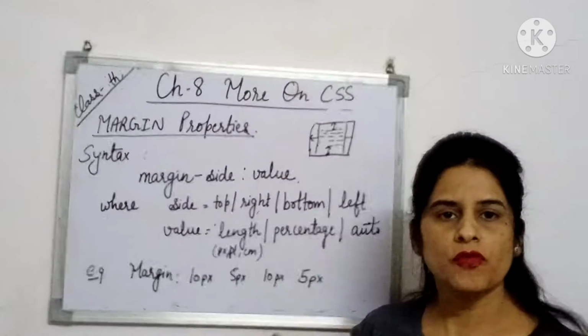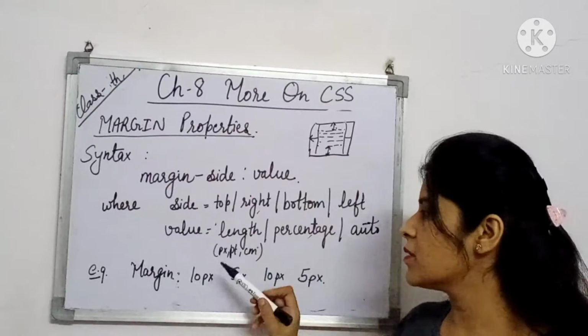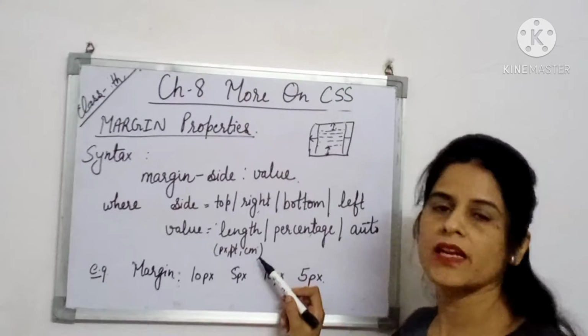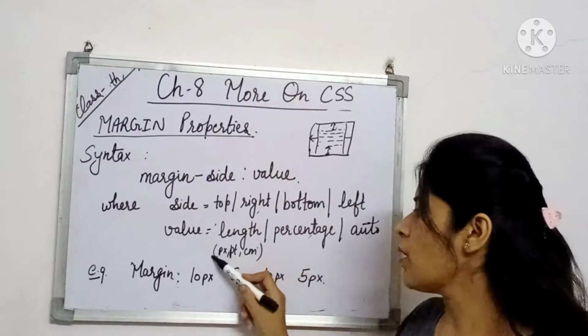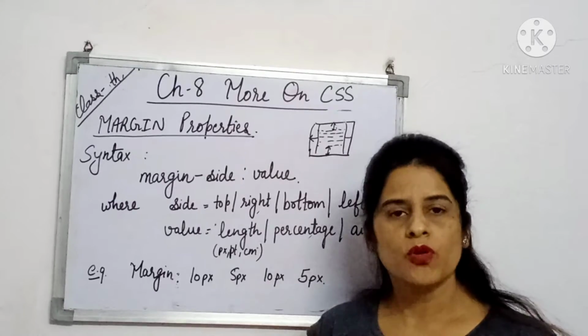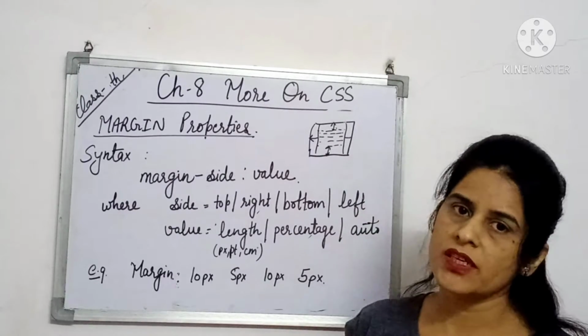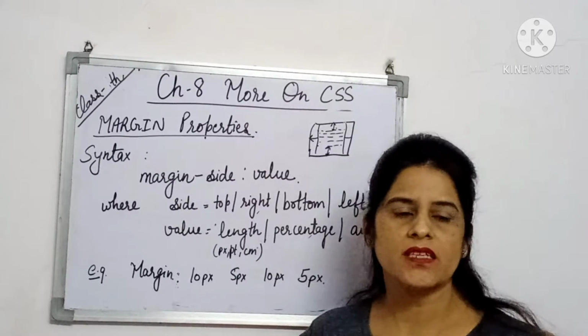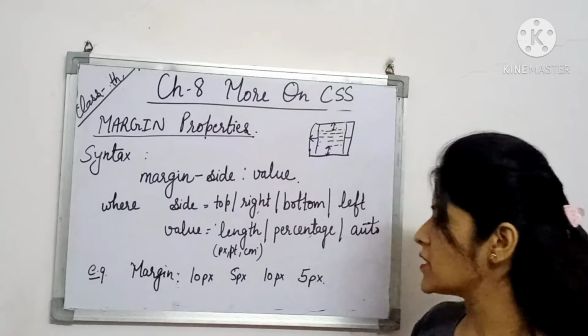Next is length. If you use the length, it will take in pixels, it will take in points, it will take in centimeters. तो आप किसी भी तरह से इसकी margin you can settle down, you can mention. According to that it will settle the margin of your page.